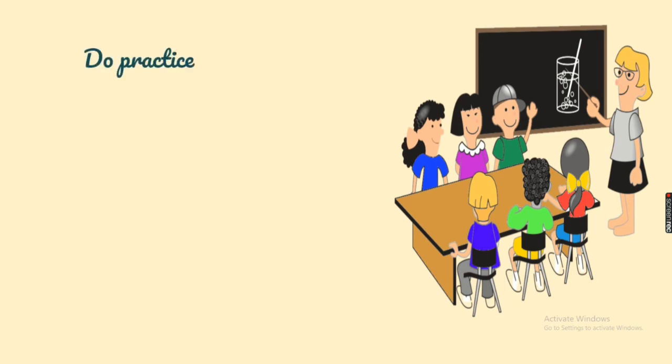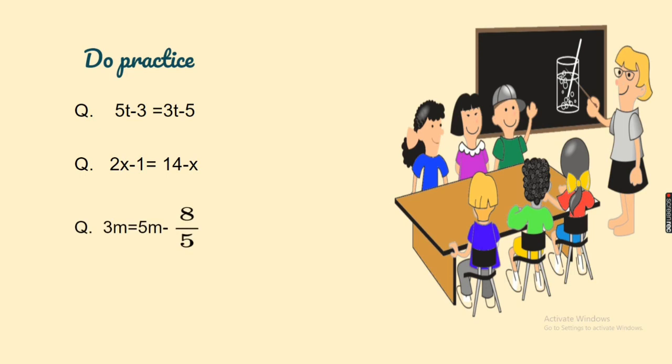So now it's time for you to give it a try. Here I am giving you some problems which you have to solve yourself. After solving them, for the check, I am also providing you the answers. The answer of first question is t has value -1. In the second question, x is equal to 5, and in the third problem m is equal to 4 upon 5.